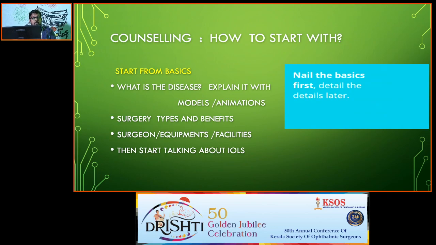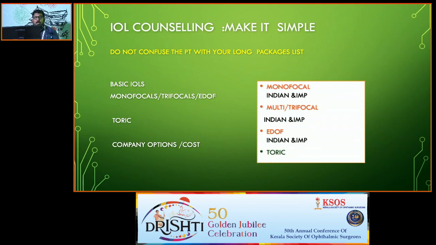And then start talking about IOLs. First that, and only then you go for IOLs. Every hospital has a long package list. Before, the dictum was that the fewer the packages, the easier for the patient, but that is not possible now. With the advent of monofocals, trifocals, EDOF and torics, a minimum of 12 packages will be there in every hospital. In our hospital, we have 22 packages, including economy and medicine packages. But we don't show them all. We only show this small picture.